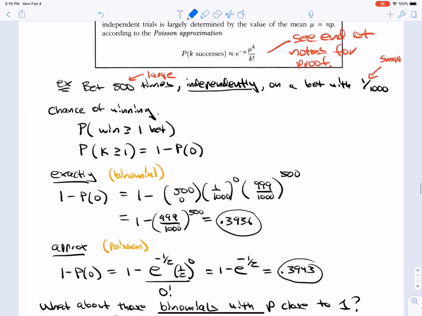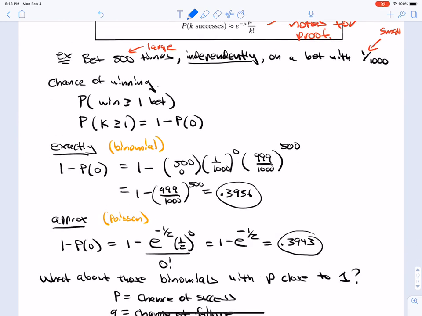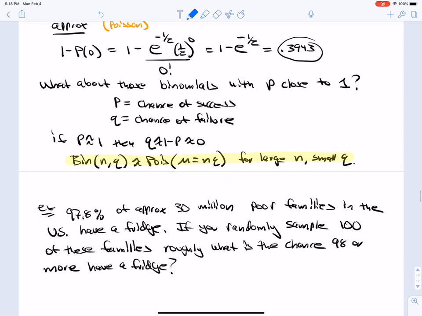So here's an example. You bet 500 times independently on a bet with a 1 over 1,000 chance of winning. The probability that you win more than one bet, you can figure that out exactly, or with a Poisson, and you'll get very close answers. So the Poisson probability of 0 is e to the minus 1/2. And so there you go.